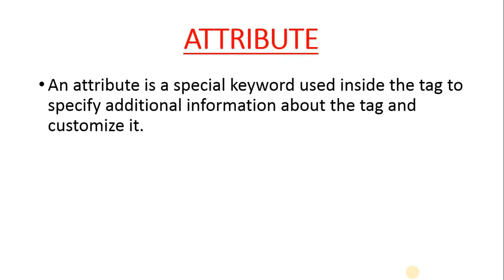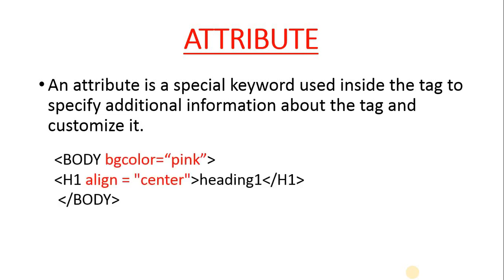Attribute. An attribute is a special keyword used inside the tag to give some additional information about the tag and customize it. For example, body is a tag and bgcolor equal to pink is some additional information given to the body tag. H1 is a heading tag and align equal to center is some additional information given to the H1 tag. So let's see the output of this code. The body color will be pink and the heading is aligned to center.